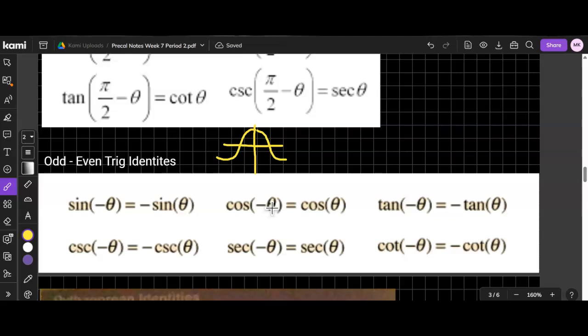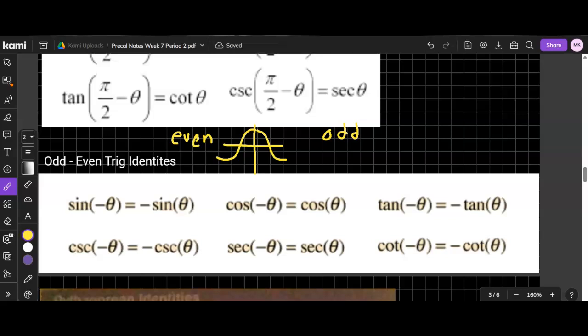And its reciprocal is the same. Secant would also be even, so you can ignore the negative in the parentheses because you can rewrite that as a positive because it is the same. It maintains its identity. And so even, because it's the same on the left and the right, you can ignore the negative in those parentheses.